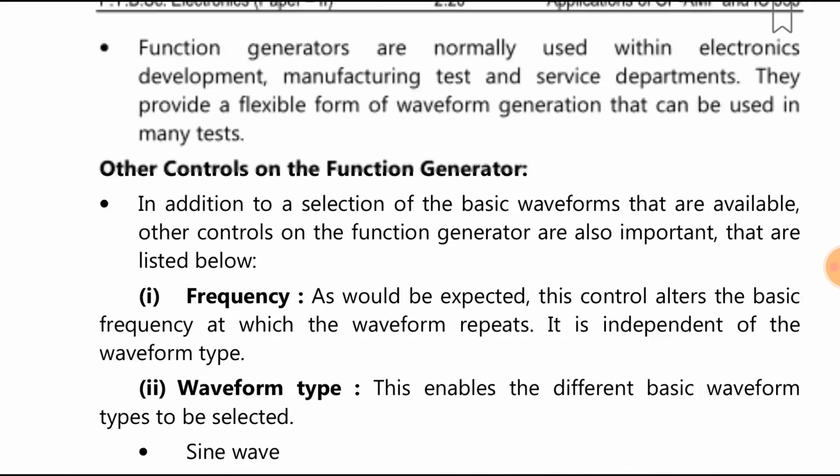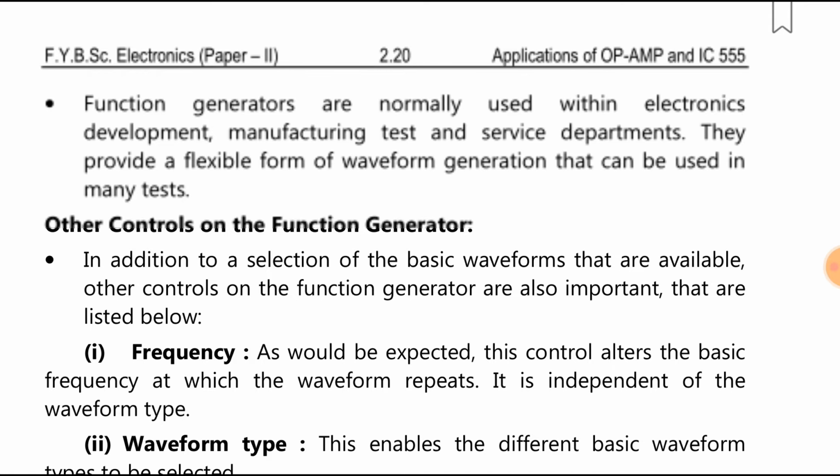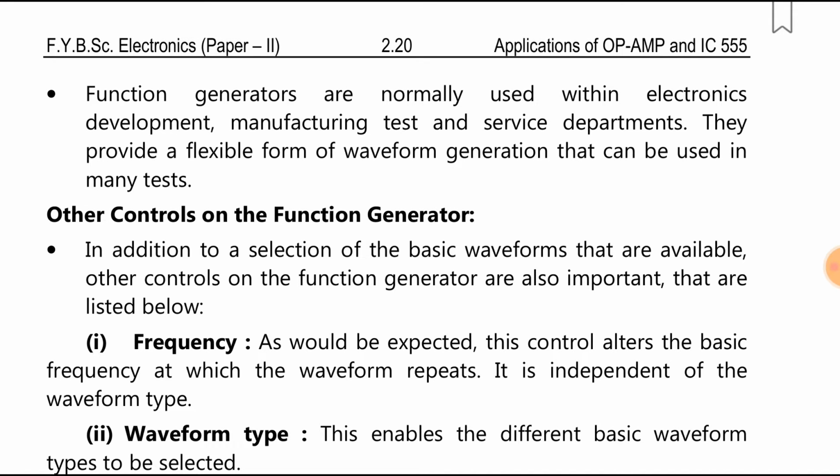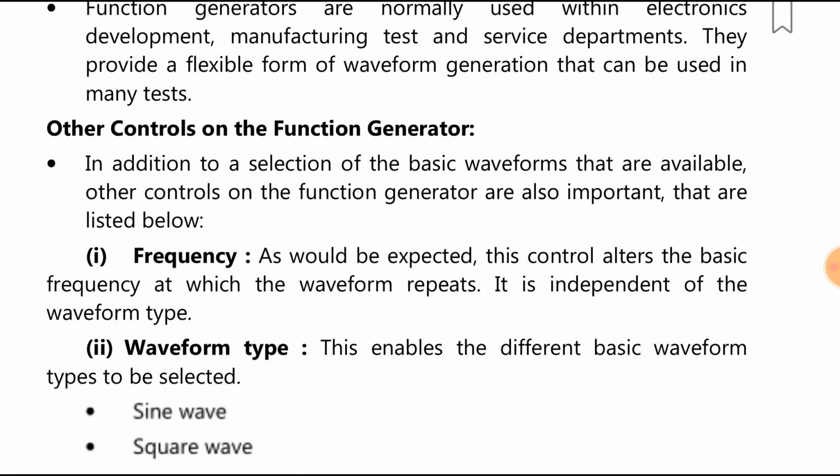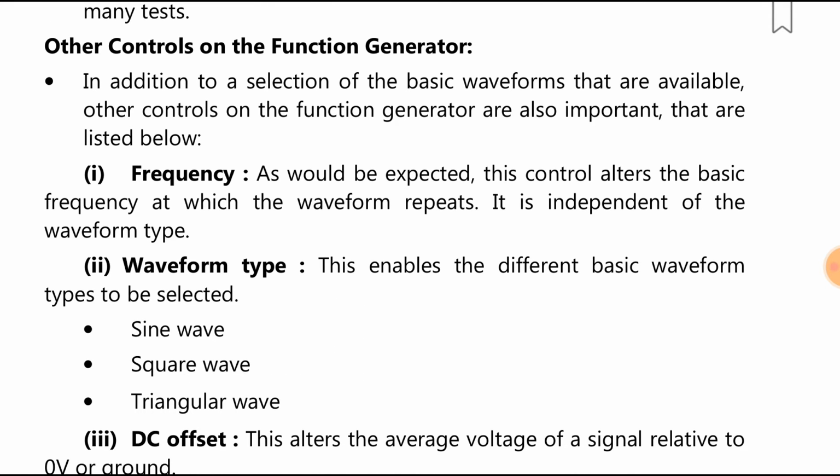Now, the function generators are normally used within electronics development, manufacturing, test, and service departments. They provide a flexible form of waveform generation that can be used in many tests. Other controls on the function generator. In addition to the selection of the basic waveforms that are available, the other controls on the function generator are also important, that are listed below.